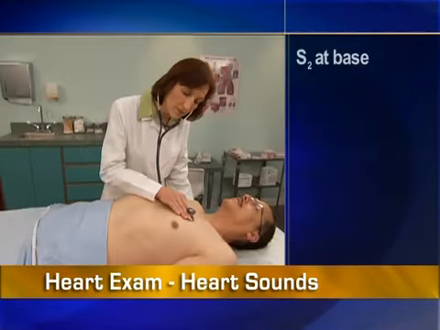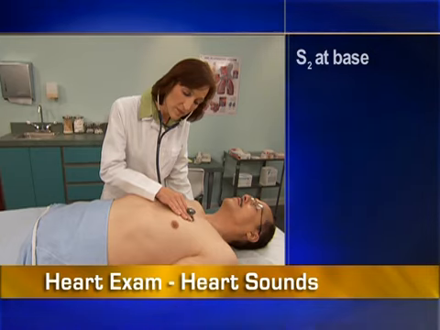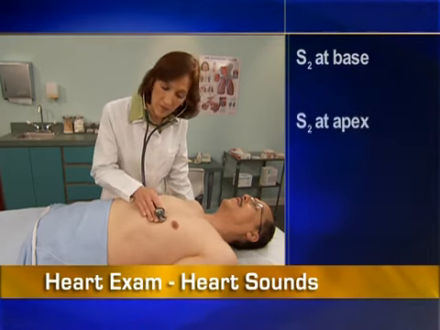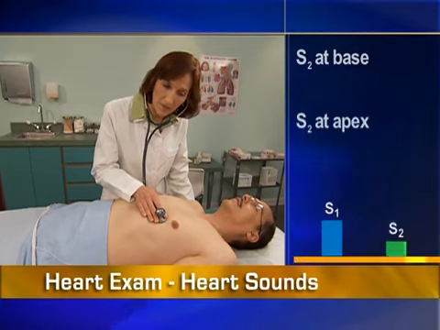S2 is caused by closure of the semilunar valves. It's loudest at the base, where it normally sounds like this. At the apex, it sounds like this.